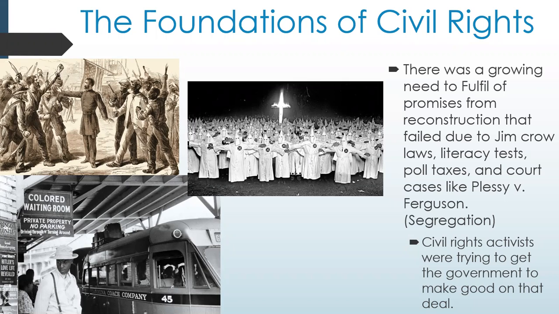But very, very quickly, it seemed quicker than it should have been, right? The South was able to take control of their states back, and African Americans in those states were kind of, they lost those rights that they had for that very short period of time. Civil rights activists are trying to get the government to make good on that deal, right? You promised us something, we have not been getting it.